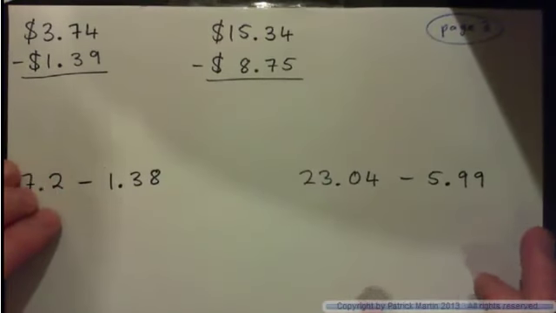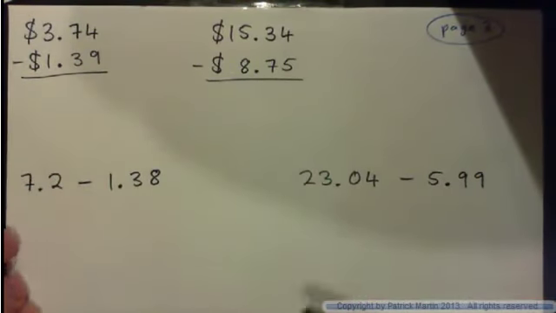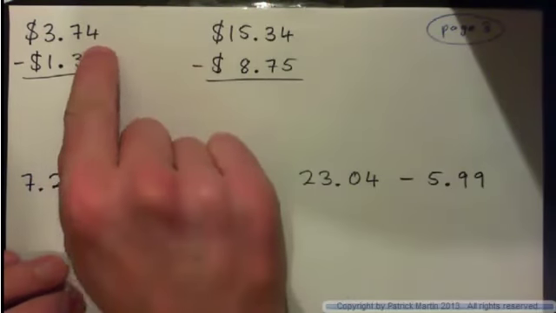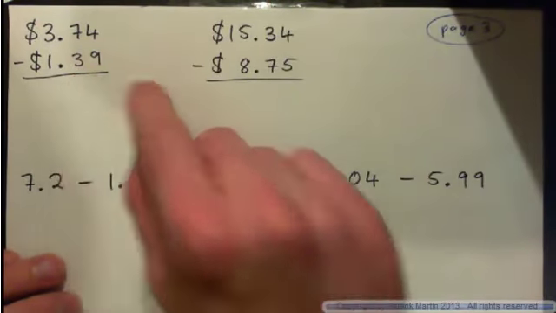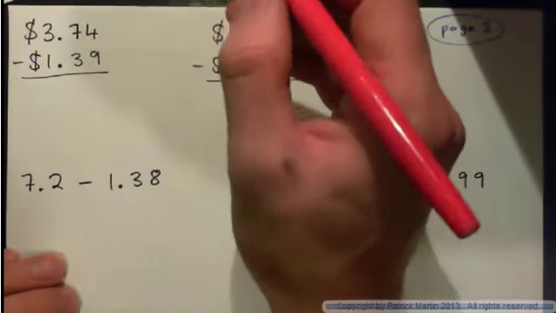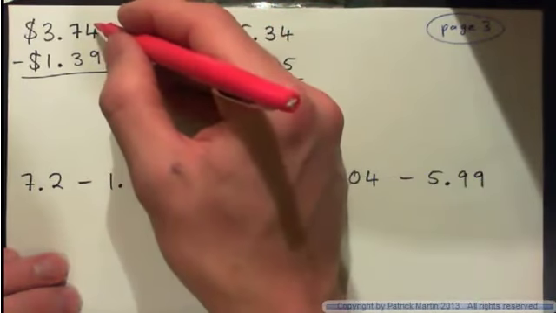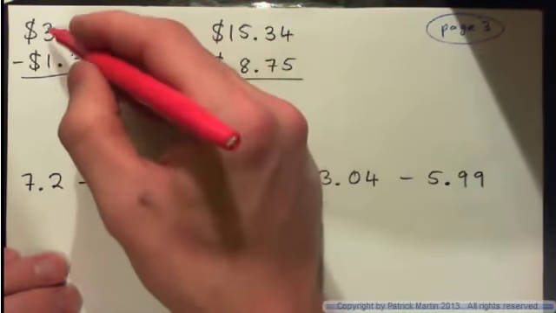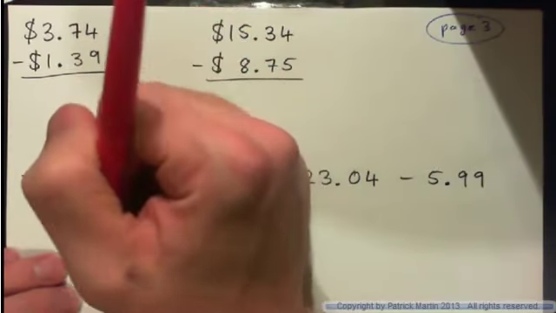And we'll just do some subtracting. Okay, so we've got $3.74 subtract $1.39. So we've got to line up the cents, the tens, and the dollars, or the cents, the dimes, and the dollars, basically, right?